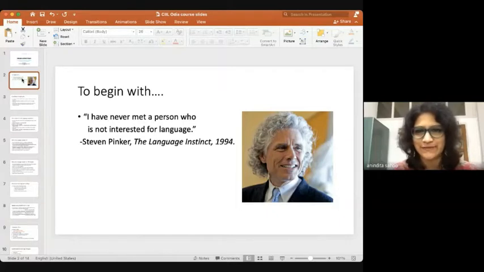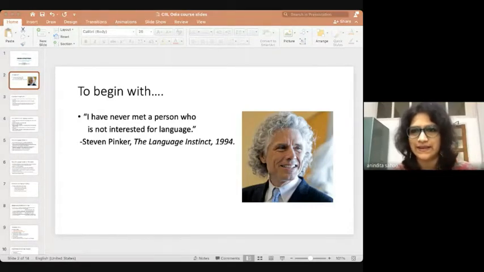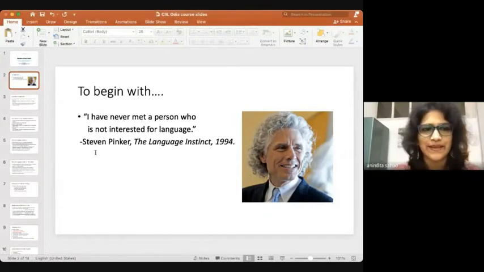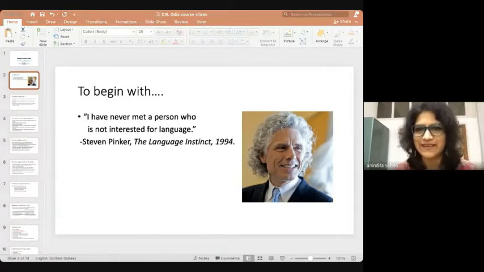Those who are interested to know language sciences, maybe you can always refer to his book. One of his finest books would be The Language Instinct, where he has written that I have never met a person who is not interested in language. So language comes to us naturally. Just by being human beings, we are endowed with a biological language faculty.